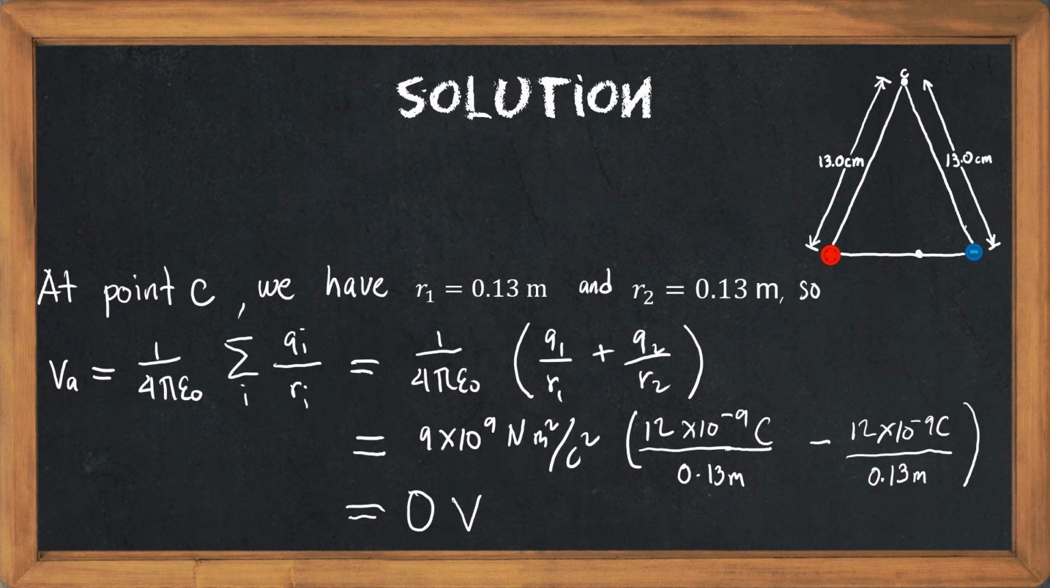At point C, we have the same value for R1 and R2, which is 0.13 meters. The charges have the same value, but opposite sign. Thus, the potential at point C is 0.